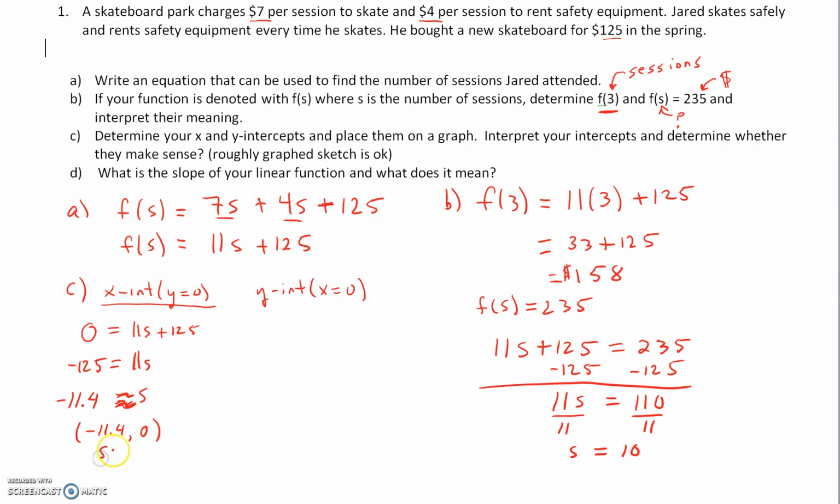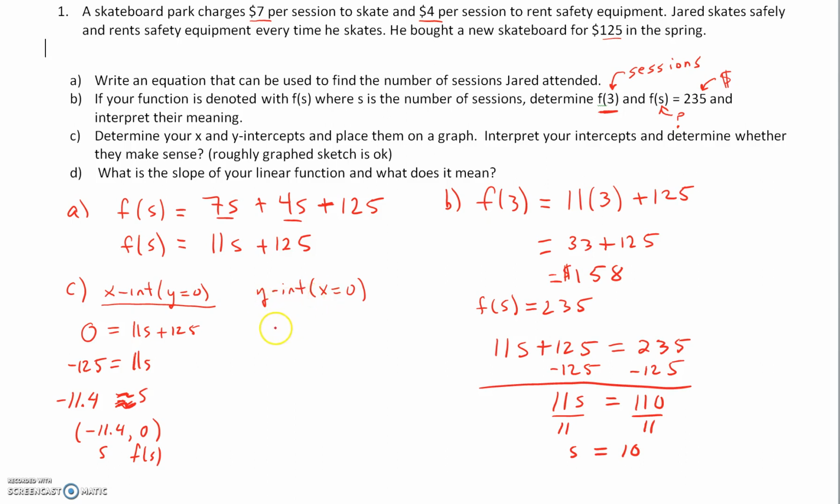So this is number of skate sessions. This is my cost, f of s. So it says, after negative 11.4 skate sessions, my cost is $0. This makes absolutely no sense because you can't have negative 11 or negative anything for skate sessions. So we would say my x-intercept is not relevant to my story. It does not make sense.